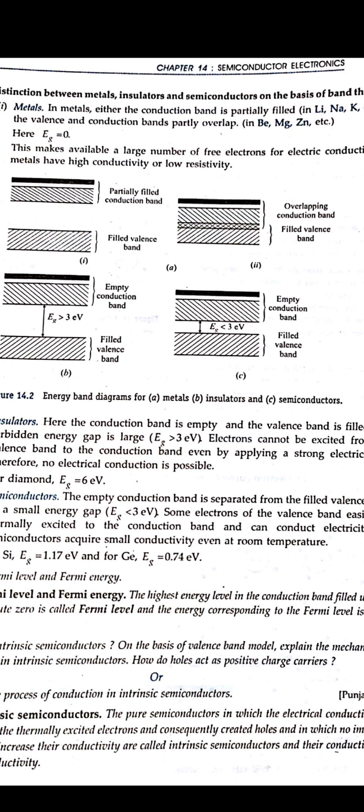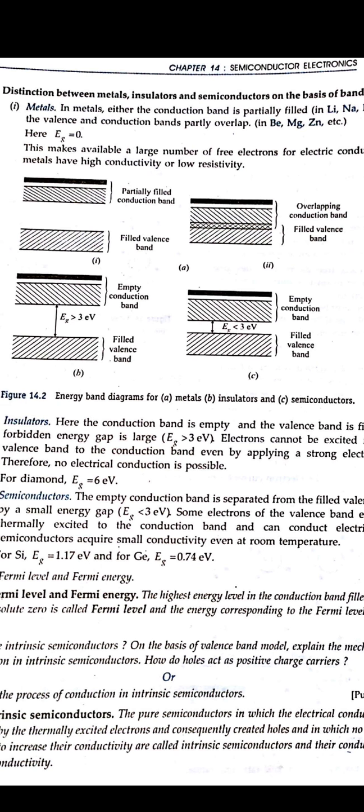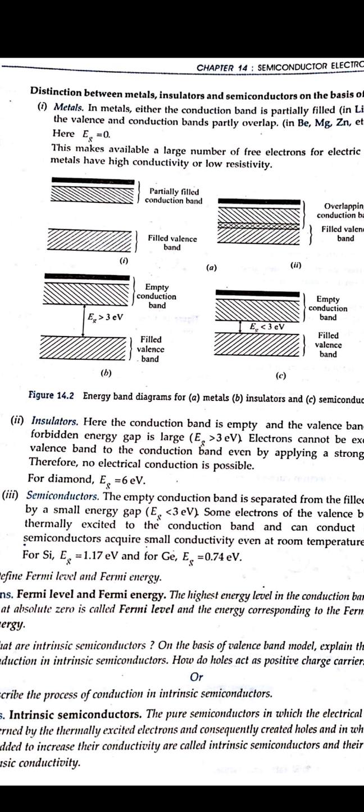Similarly, semiconductors are in between the insulators and the metals, meaning the energy band gap will also be in between the metals and the insulators, that is more than the metals but less than that of the insulators. So semiconductors are materials whose energy band gap is less than 3 electron volt, but if you talk about pure semiconductors, remember that their energy band gap is, for silicon 1.17 and for germanium 0.74. Okay, so remember those energy band gaps.